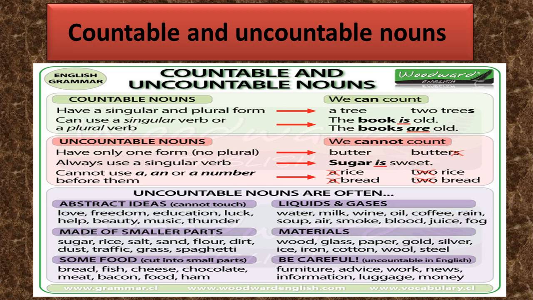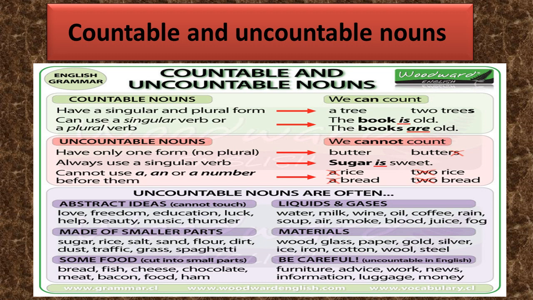Also, there are other uncountable nouns like some food which we can't count because we can cut it into small parts, like the bread, fish, cheese, chocolate, meat, bacon, food, ham.